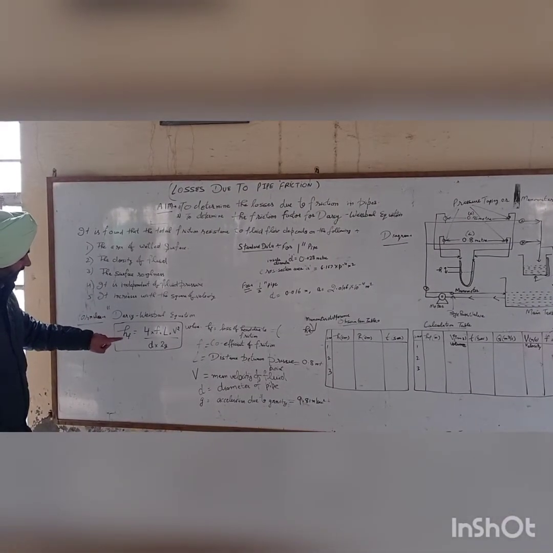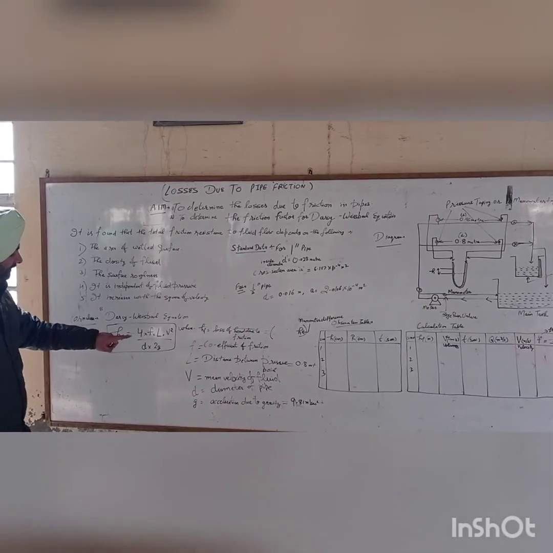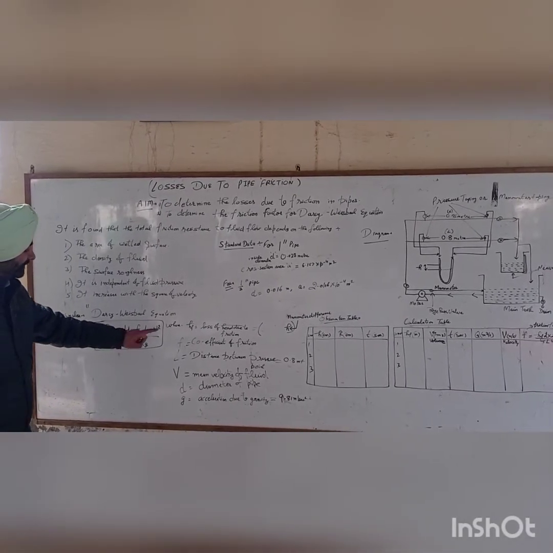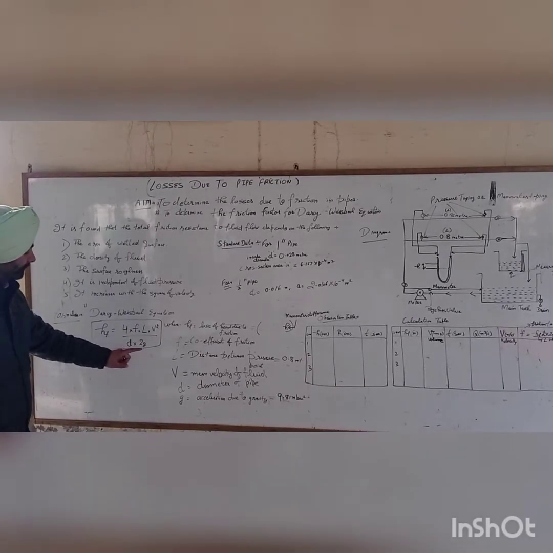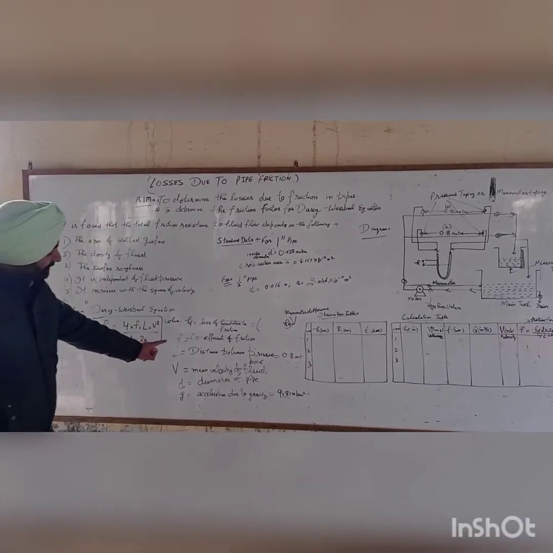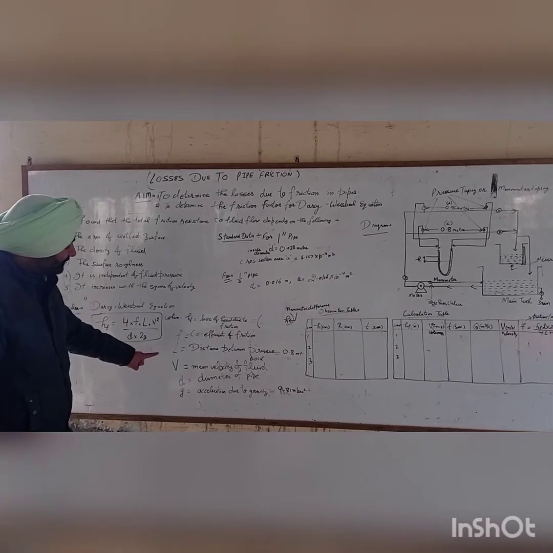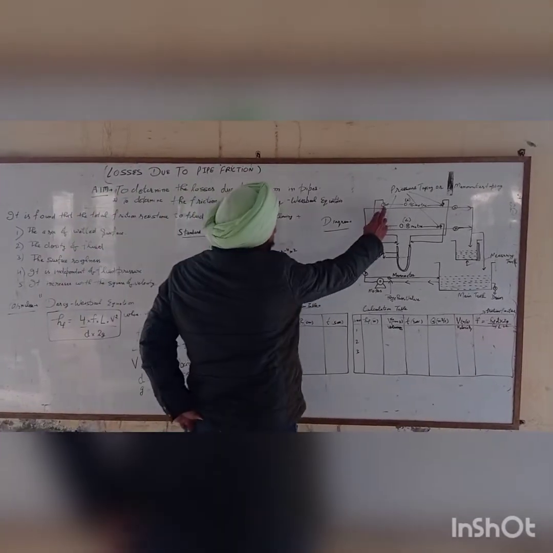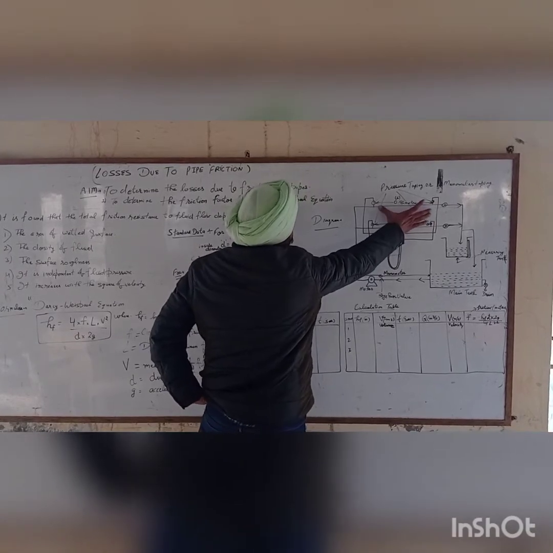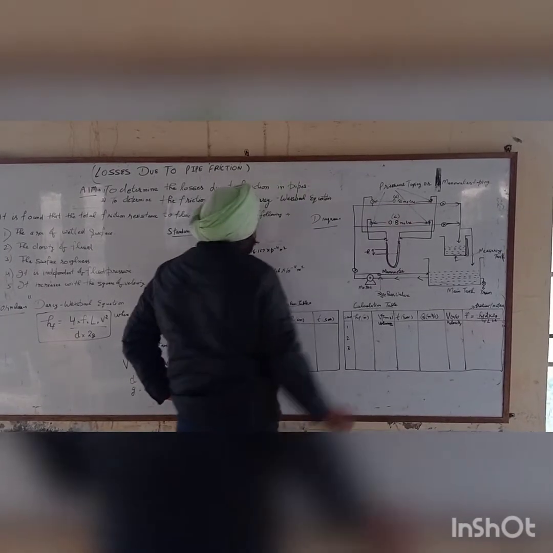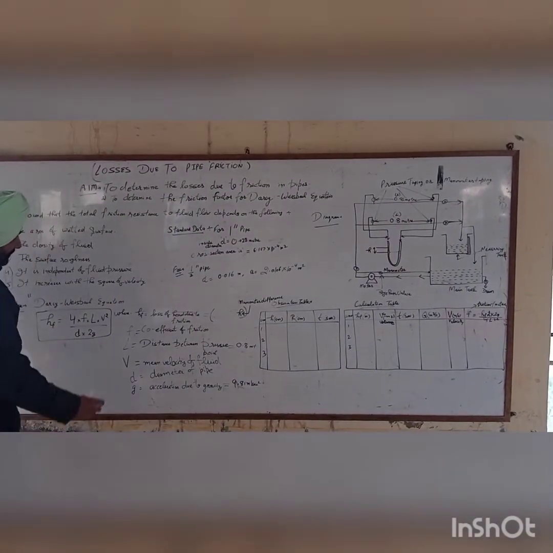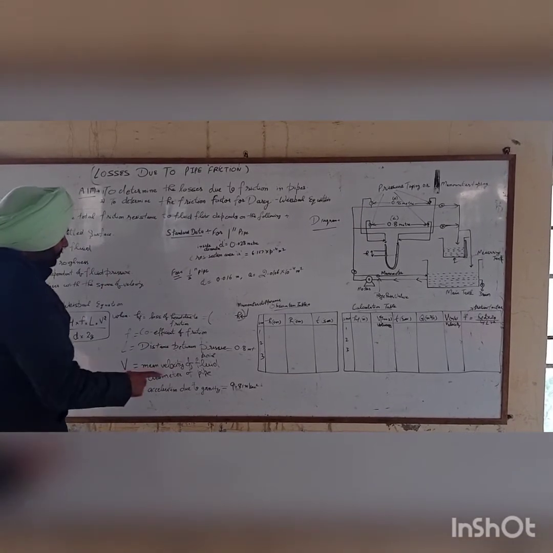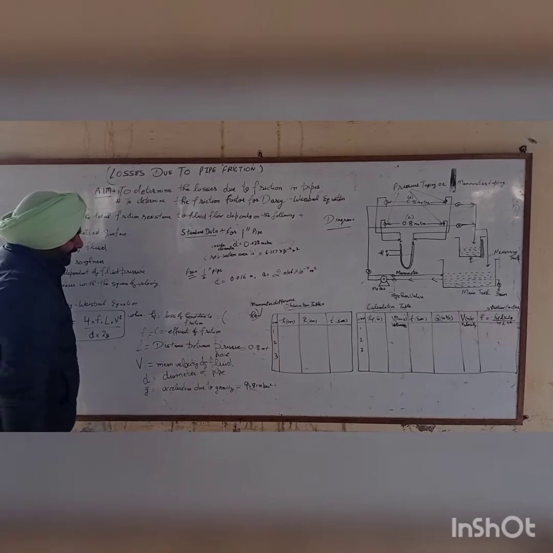HF, this is the friction loss, equal to 4 F L V square upon D into 2G, where F is the coefficient of friction, L is the distance between pressure points. These are the pressure points. The distance between these 2 points is called the distance of pressure points. V is the mean velocity of fluid. जिस velocity के साथ fluid flow करेगा that is V, and D is the diameter of the pipe.